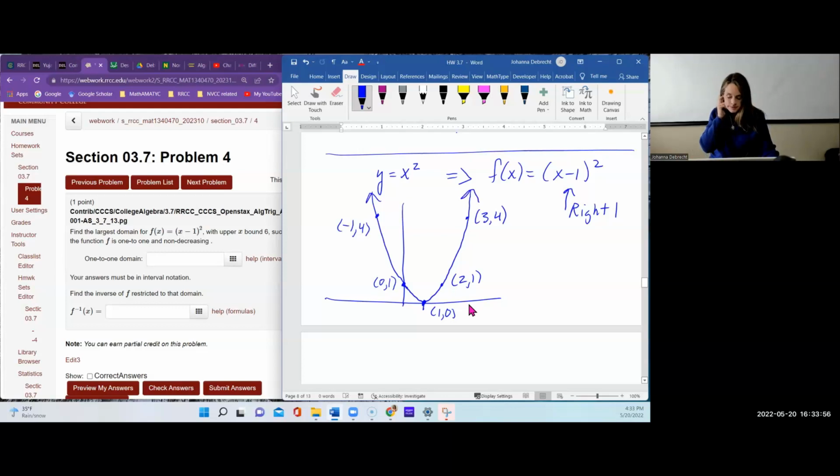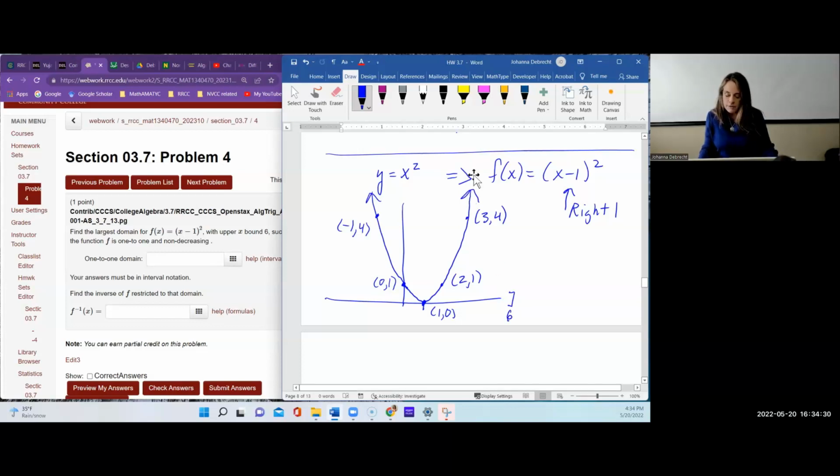Here's our function. Looking at this function, I can see it will not pass the horizontal line test. That means the inverse will not be a function. But coming down here, it wants me to find a one-to-one domain. In other words, find a section of the original function that is one-to-one, with an upper x bound of 6. An upper x bound, well, 6 would be over here somewhere.